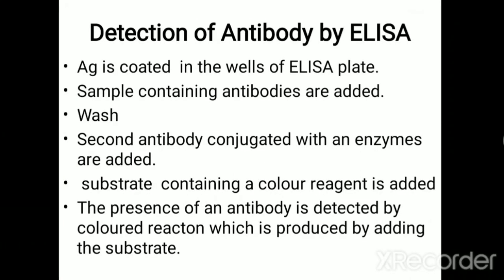The second one, that is detection of antibody by ELISA. For the detection of antibody, we have to coat the inner surface of this ELISA plate with the corresponding antigen. Now the sample containing antibodies is added, which will produce immune complex formation. Now we have to add the second antibody, that is the enzyme labeled antibody, followed by the addition of the color forming substrate, which will produce a specific color. Here the intensity of the color is directly proportional to the antibody concentration.